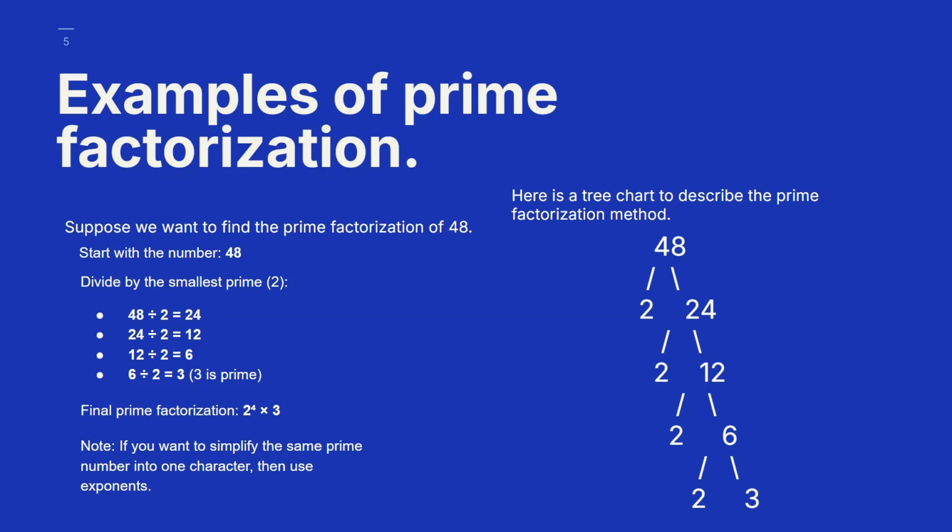Also, there is a tree chart to describe the prime factorization method of 48. We can see right now that 48 divided by 2 is 24, which is divided by 2 is 12, divided by 2 is 6, divided by 2 is 3. And we can also see that all the prime factors are separated from the non-prime factors.